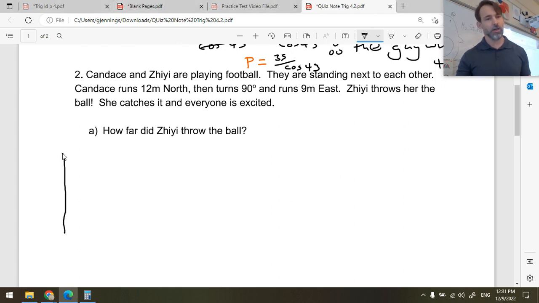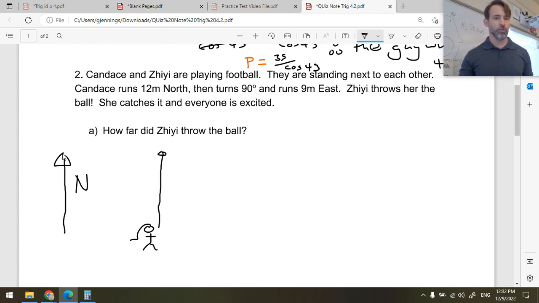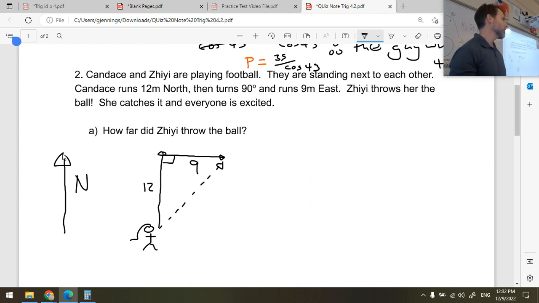So I'm going to draw a diagram here. This is my north direction. Okay. So here is G. She's down here. And there is this running north that happens away from her. And that was 12 meters. And then Candace turns 90 degrees and runs this way. And she runs how far? 9 meters. Okay? And then the football is thrown over there. Cool. So that's how we create a diagram.